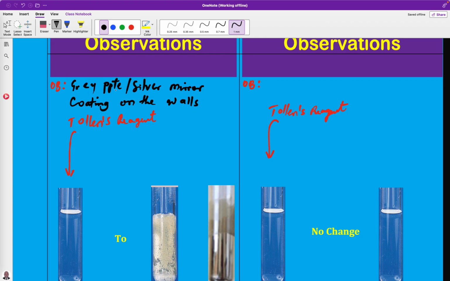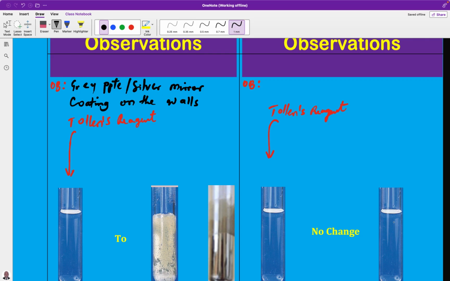You will see a gray precipitate or a silver mirror coating on the walls of the test tube in the case of aldehyde. When a freshly prepared Tollens reagent is poured into the test tube and warmed in a water bath for a few minutes, a gray precipitate or a silver mirror coating is observed on the walls of the container. But in the case of acetone, there is no change. The solution remains like that.